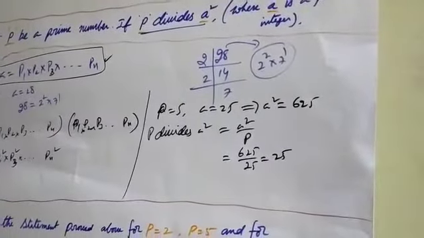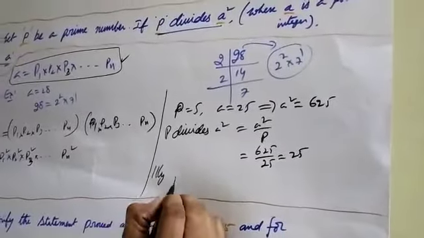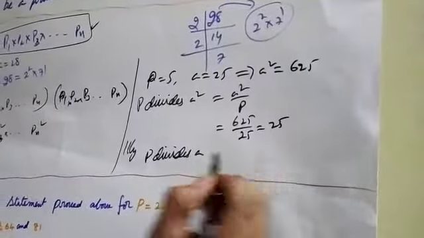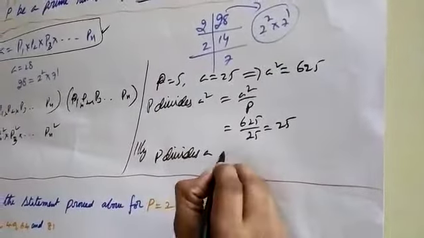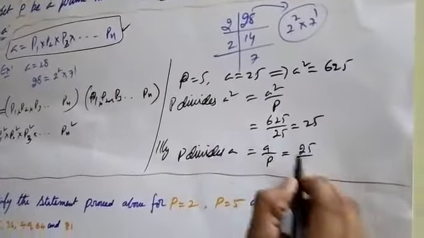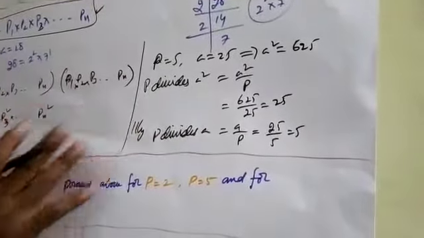Yes sir. At the same time, P divides also A. Similarly, P divides A. What is A? P divides A means A by P. That is equal to, what is A? 25. What is P? 5. That is 5. It is reducible like this.